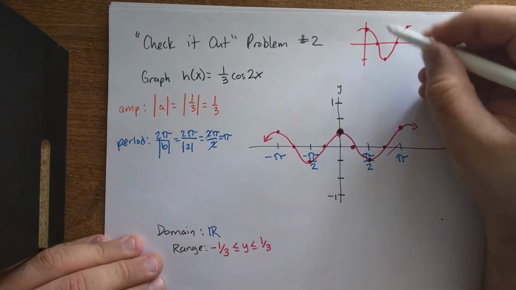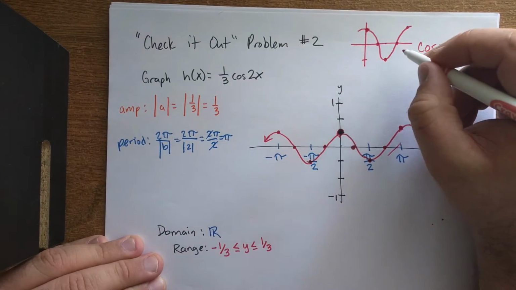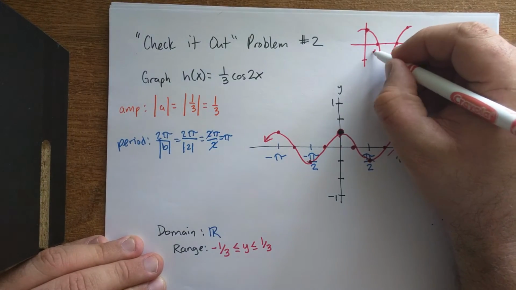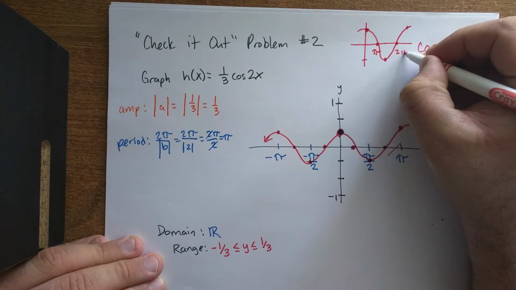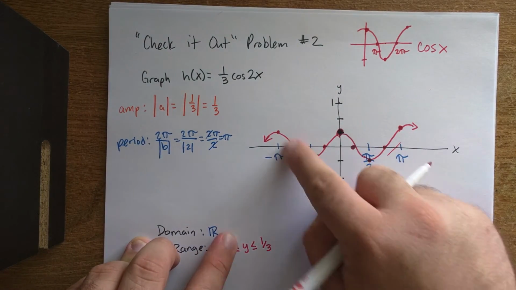So remember, this is the shape of your cosine graph. This is the shape of cosine of x. By the way, on the x-axis, this is the point pi. This is the point 2 pi. And I only drew one period of it. Remember, we drew two periods right here.